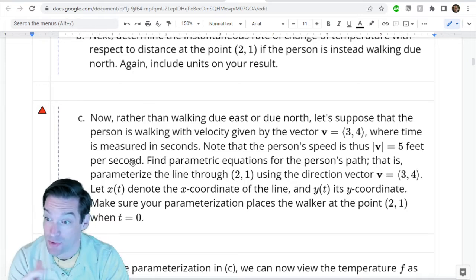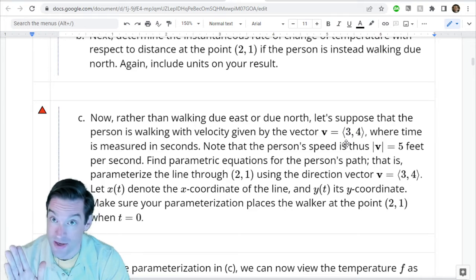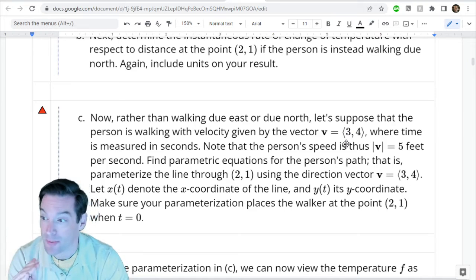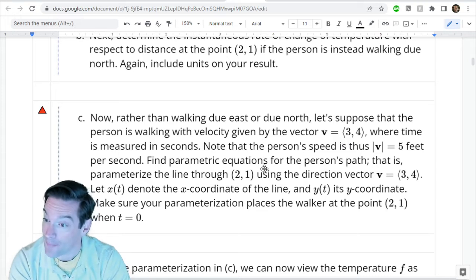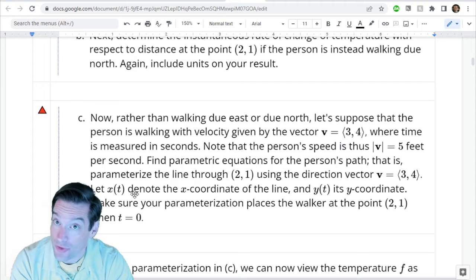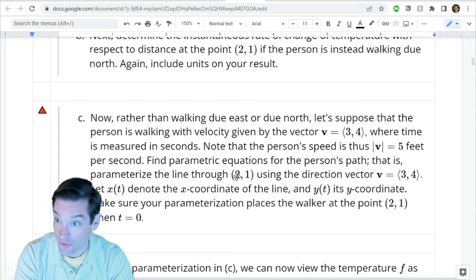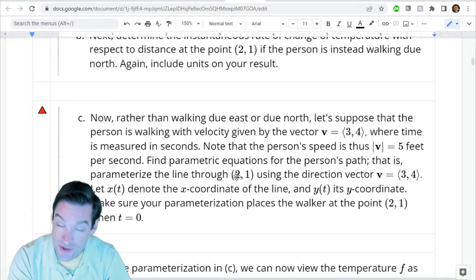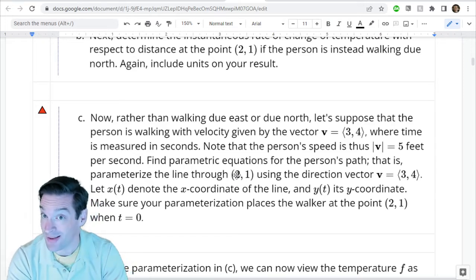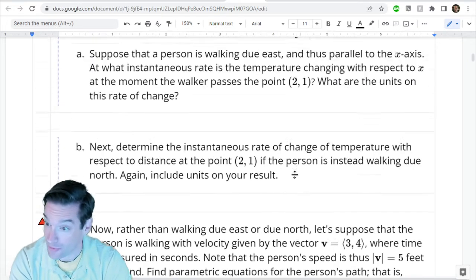Instead of due east or due north, we're going to walk in a direction which is parallel to the vector (3, 4). That's going to be a northeasterly direction, a little bit more north than it is east. And so in part C, you're going to begin to develop the tools to understand how a function of two variables, in this case, should be changing if we change its inputs simultaneously in the direction of a vector that doesn't point due east or due north.